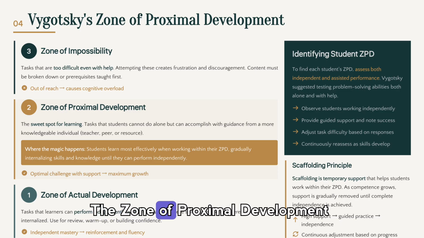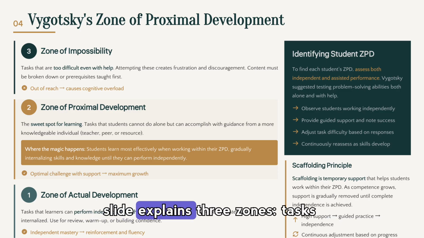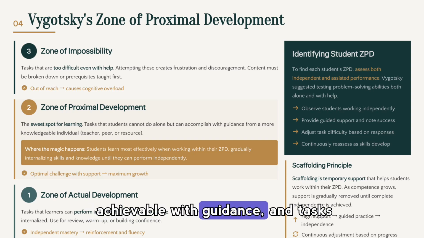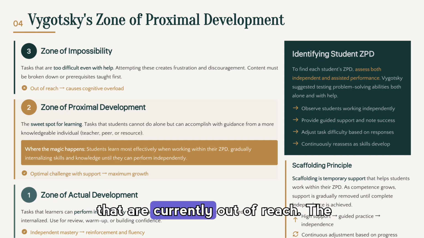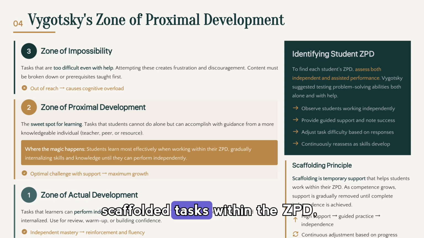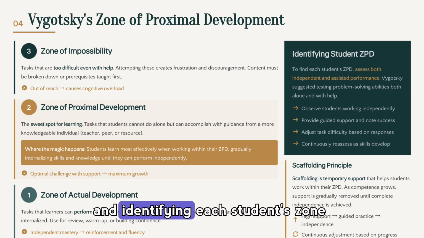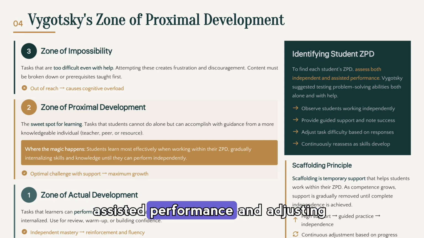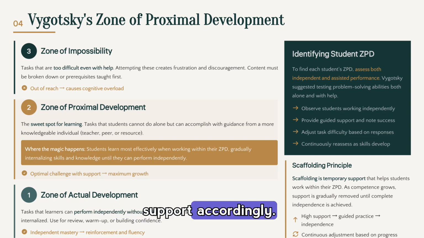The zone of proximal development slide explains 3 zones: tasks learners can do independently, tasks achievable with guidance, and tasks that are currently out of reach. The sweet spot for growth lies in scaffolded tasks within the ZPD, and identifying each student's zone requires observing independent and assisted performance and adjusting support accordingly.